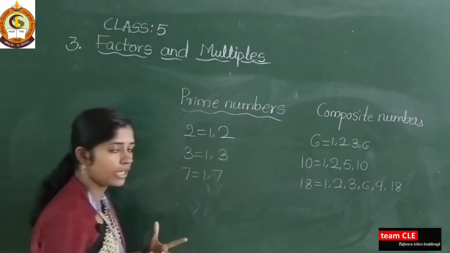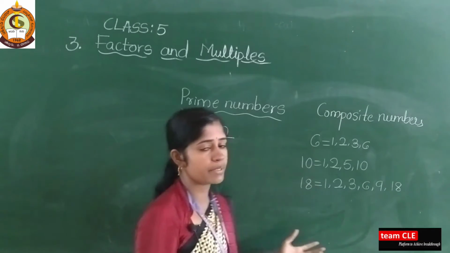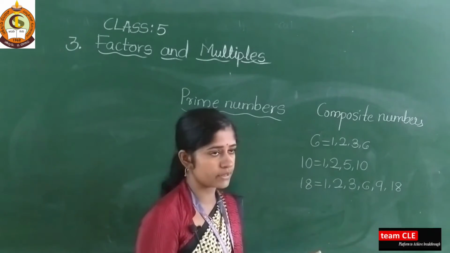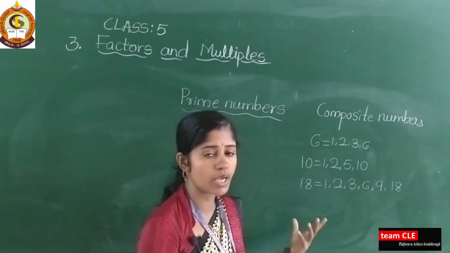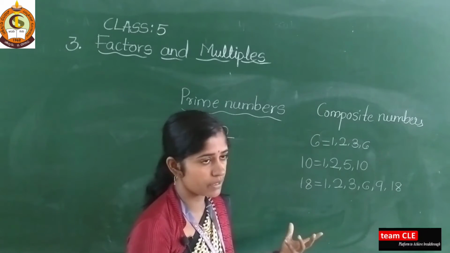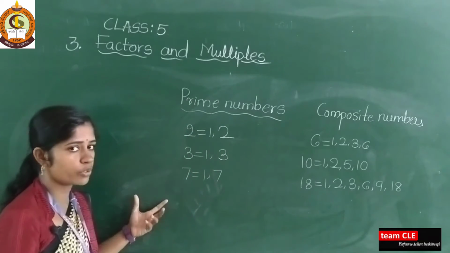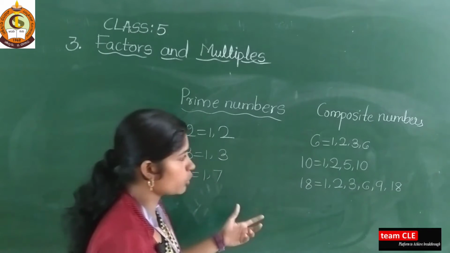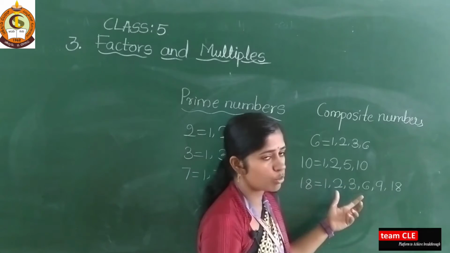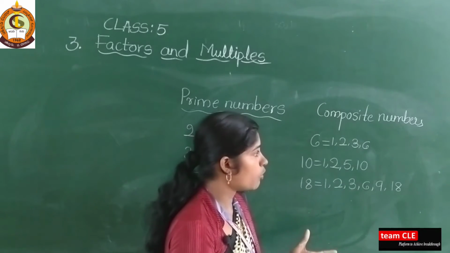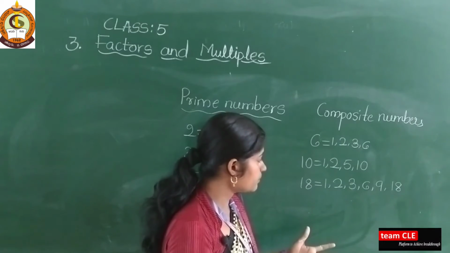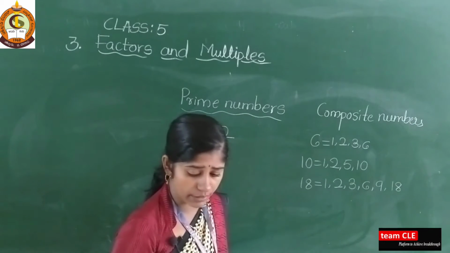Here they have only 2 factors, but these numbers have more than 2 factors. This type of numbers we are calling composite numbers. Prime number means which has only 2 factors, but composite number means it has more than 2 factors. See here, and one more thing I will clear for you.